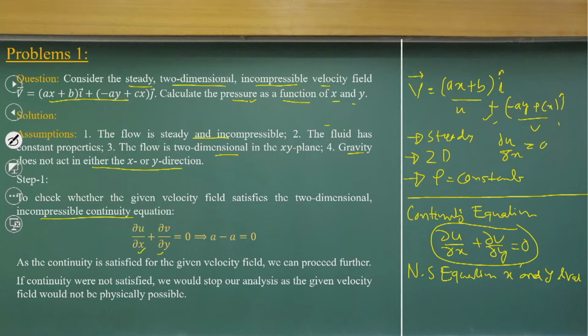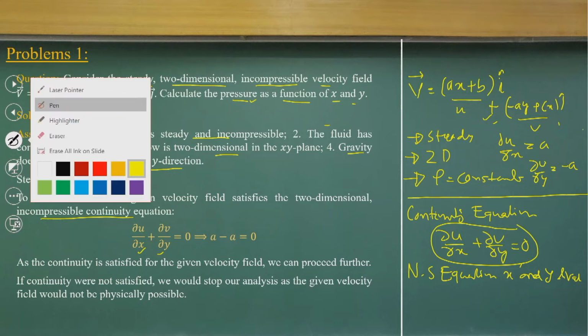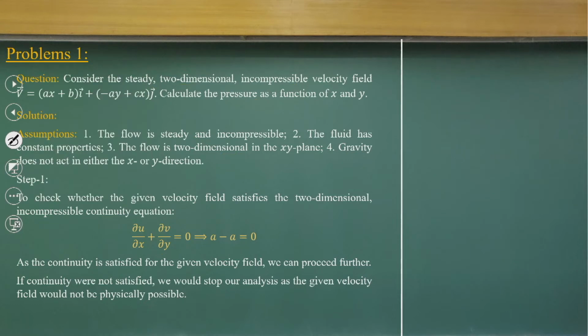If you look at it, del u by del x is a, and del v by del y will be minus a. By just inspection you can locate what is coming. So this way you can always find out, just by looking at these components, that del u by del x is a and del v by del y is minus a. The combination of these is 0, and that is what it satisfies.